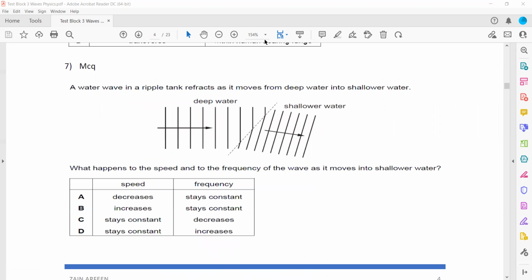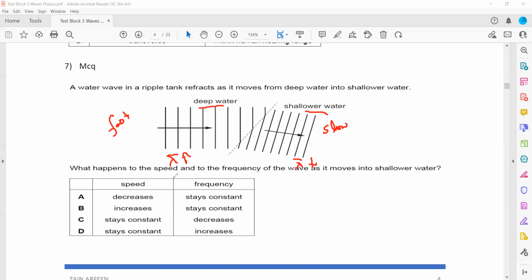Then the waves are passing from deep water to shallow water. So there will be a change in speed. Whenever waves move from deep water to shallow water, in deep water the waves are moving faster and the wavelength lambda is longer. But in shallow water, the wave will slow down and the wavelength lambda will decrease.